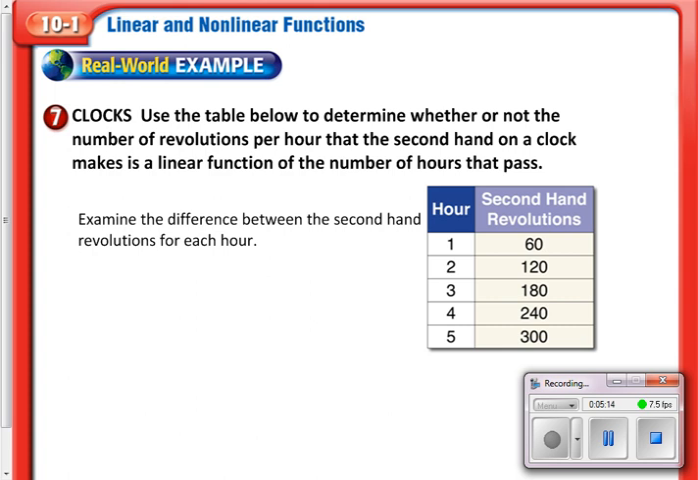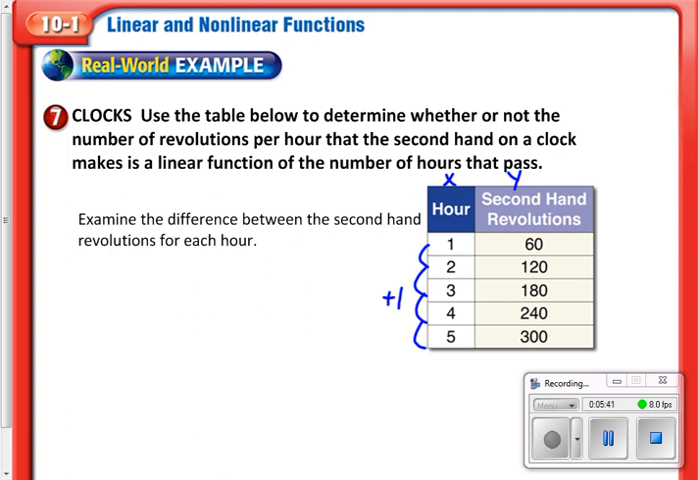Last example, clocks. Use the table below to determine whether or not the number of revolutions per hour that the second hand on the clock makes is a linear function of the number of hours that pass. So what we need to do is figure out that common difference again. And you notice here that all of these values, normally in a table this would be x and this would be y, all of these values are increasing by a positive 1. So they're all going up by 1.